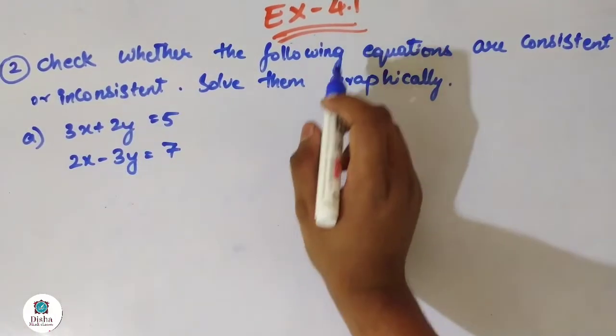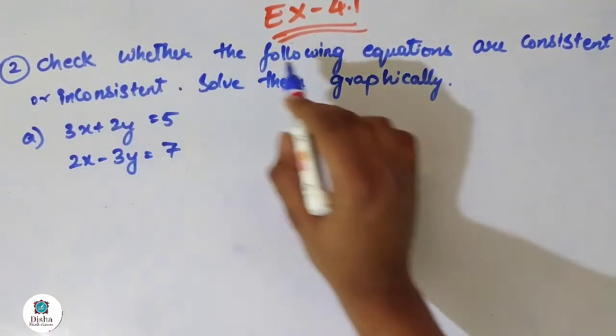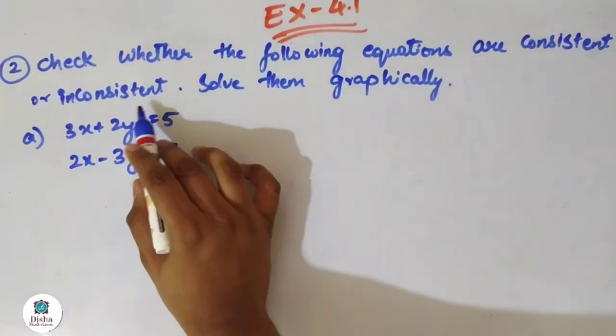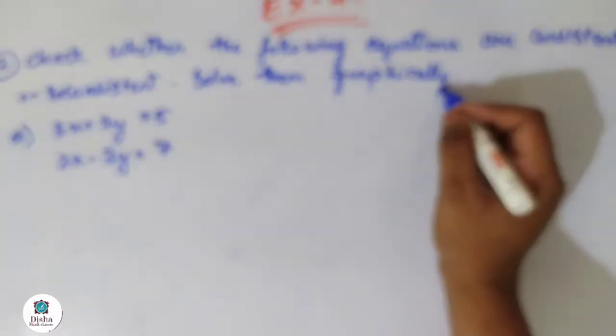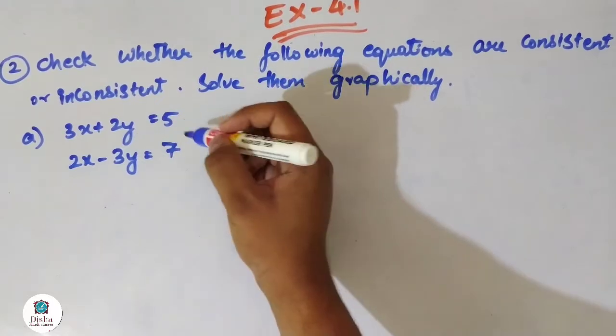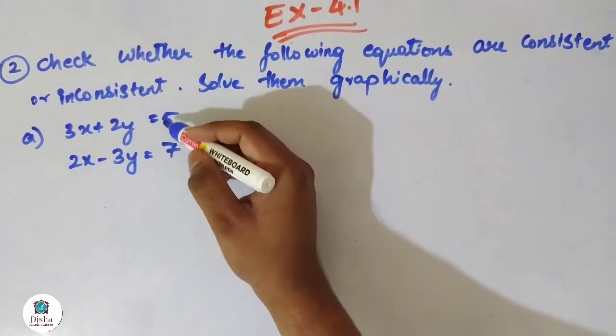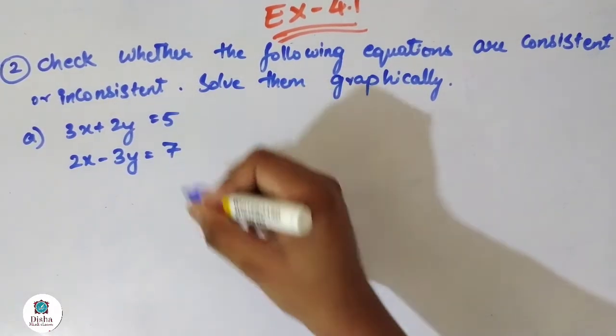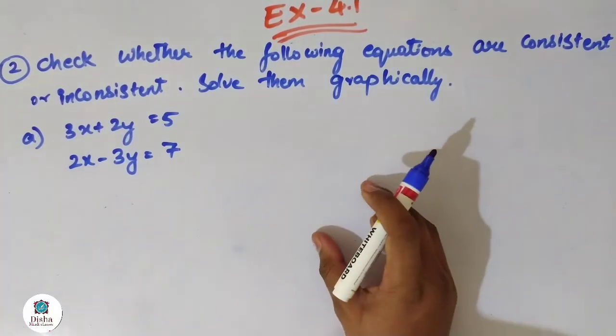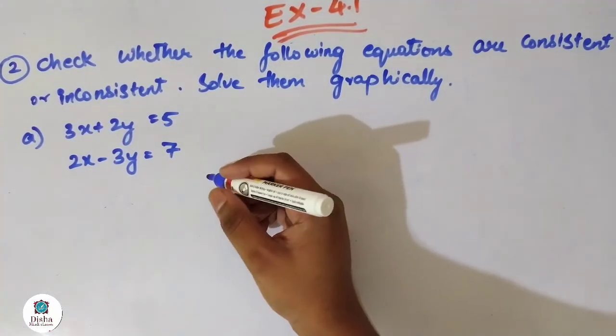Now exercise 4.1, second bit. Check whether the following equations are consistent or inconsistent. Solve them graphically. So we have to check whether the pair of equations is consistent or inconsistent, and we should solve them graphically, not by the substitution method or elimination method.